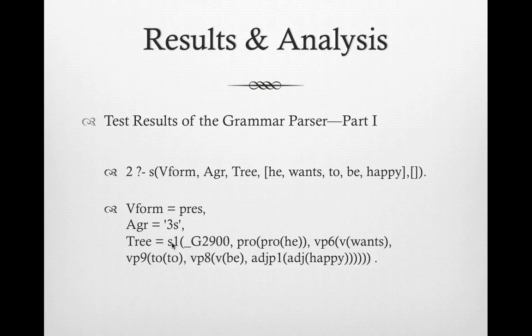Furthermore, there's another test case for my program. The input here is he wants to be happy, and here is the output of my program. The output of the grammar parser tells that it is in the present form and third person singular, and the result tree structure shows in the last line of the output here.